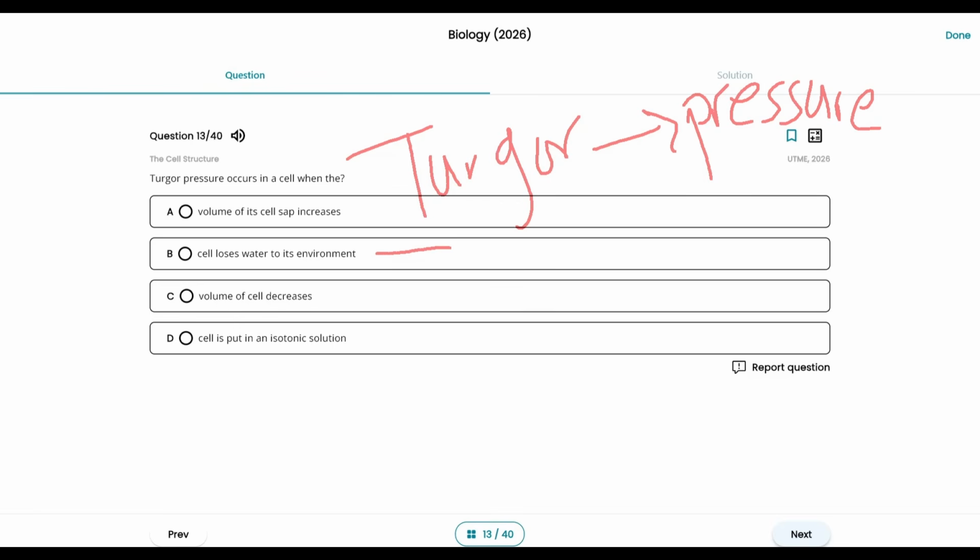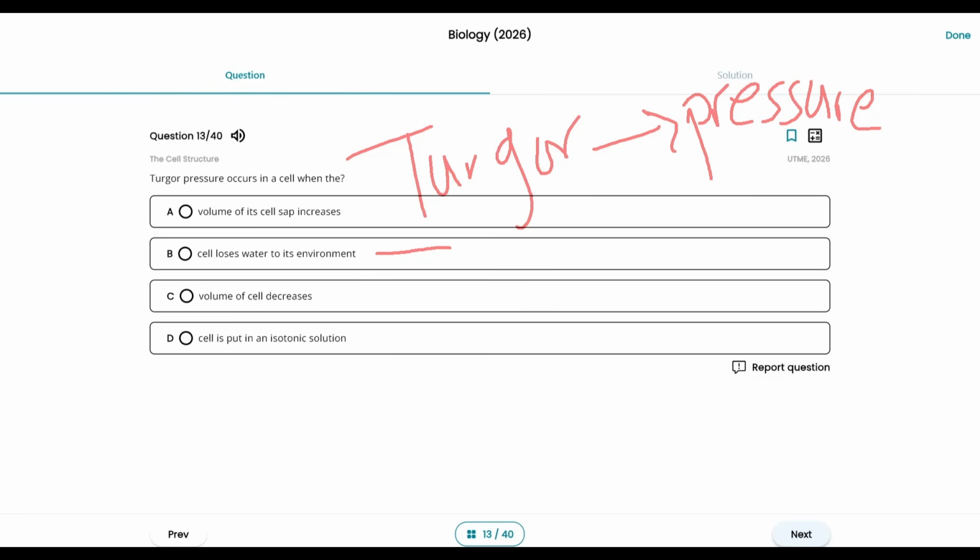Option B, cell loses water to its environment. Option C says volume of cell decreases. Option D, cell is put in an isotonic solution.